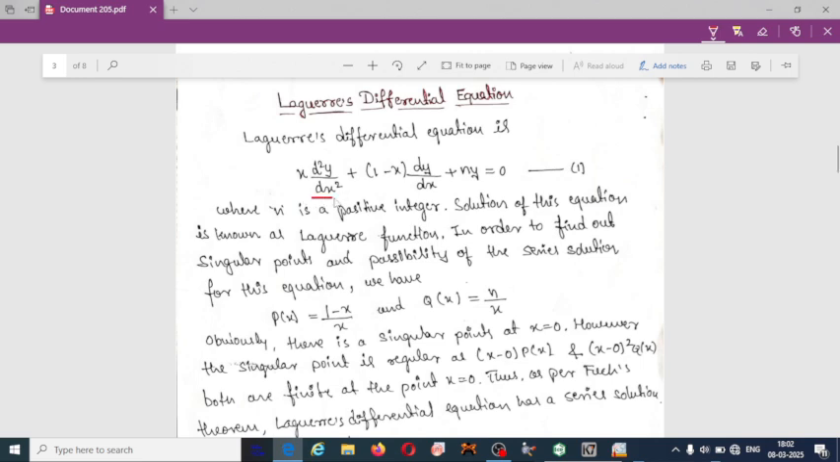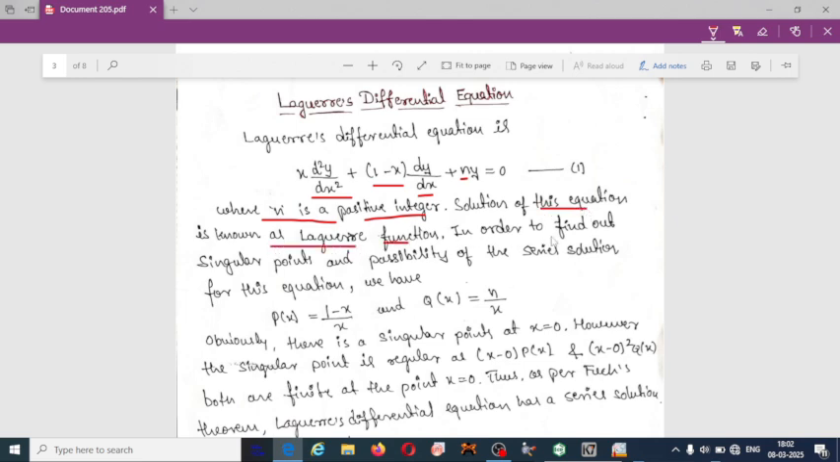x squared d squared y by dx squared plus (1 minus x) dy by dx plus n y equals 0. You should always remember this equation, Laguerre's differential equation. With the help of that only you will obtain the solution, that is the Laguerre function. n is a positive integer here, whatever the n is. The solution of this equation is known as the Laguerre function.